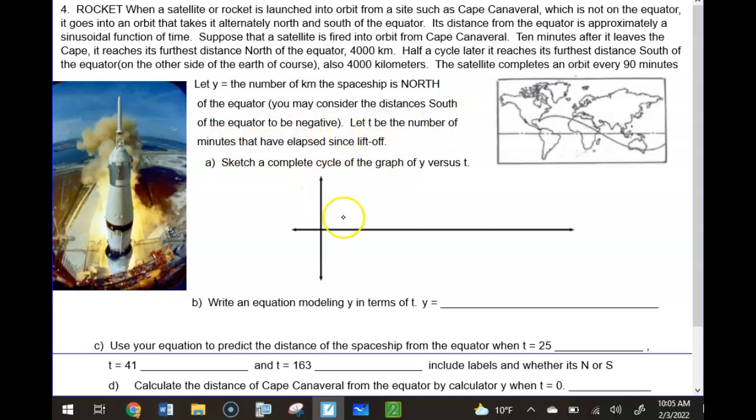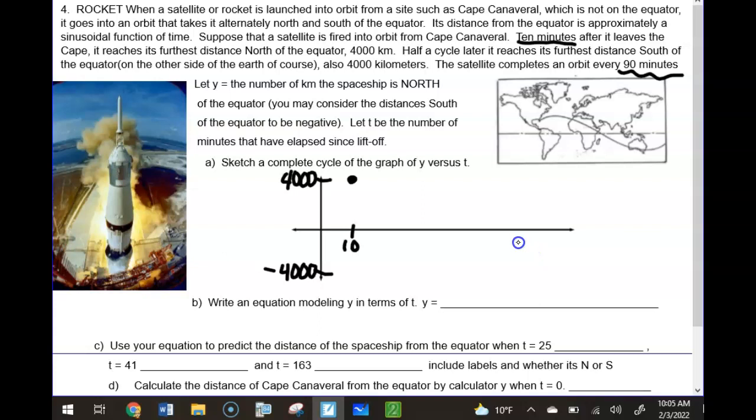Okay, so at one point in the story, it goes 4,000 north, and then it ends up at some point 4,000 south, which we're going to call -4,000. But where does it hit 4,000 north? 10 minutes. I was missing that little piece there. 10 minutes after it starts is when it hits the north, right? Okay. Now, what is this 90 minutes business?